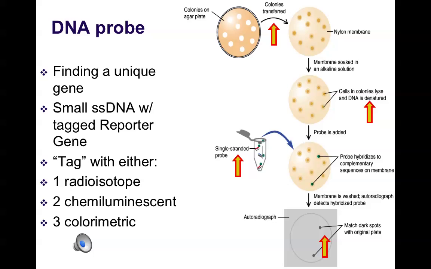But here in this illustration, we've transferred a little bit of the colonies to a piece of plastic like a nylon membrane. Then we're going to denature the DNA on the surface of that membrane and then apply our DNA probe with our reporter. Our reporter gene will be found by simply either glowing in the dark, emitting some kind of radioactive decay emission, or changing color.